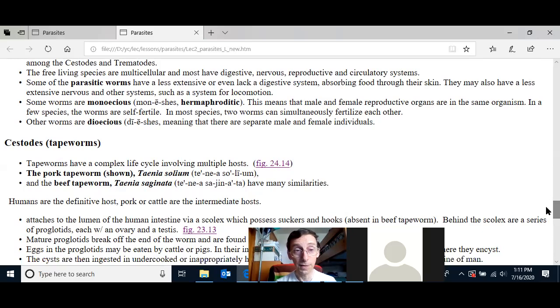And in many of the parasitic worms, it's the same way. Any questions about that?